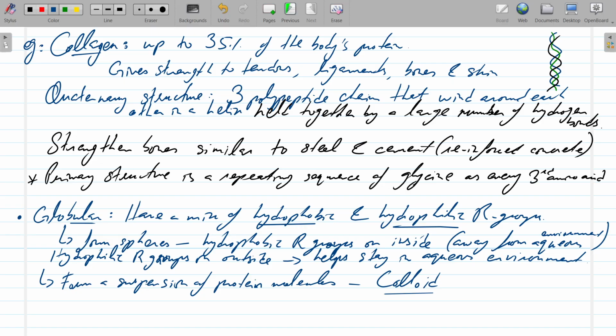remove. And examples of globular proteins we've seen: hemoglobin is a globular protein. There's also the antibodies that are produced by the immune system. Those are examples of colloids and globular proteins. All enzymes are globular. Some hormones.